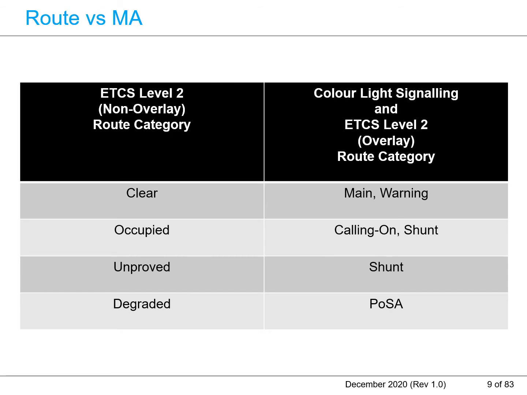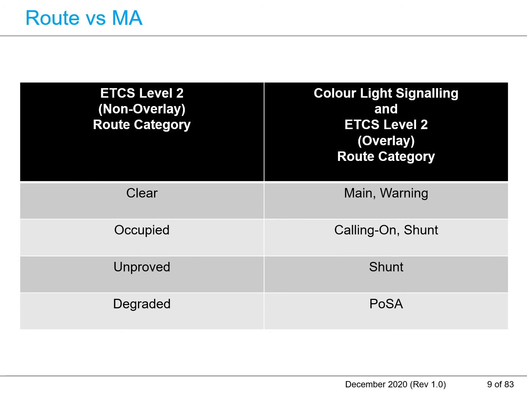The unproved route, in ETCS Level 2 non-overlay, means the block section is partially proven clear by the train detection system, in the area such as entry to the depot or private railway. The unproved route is equivalent to the shunt class route of the color light signaling.